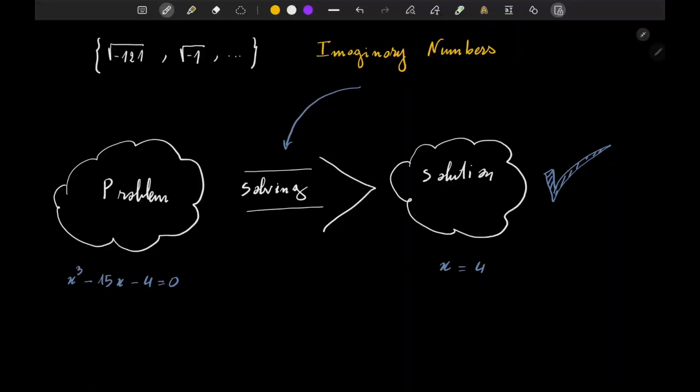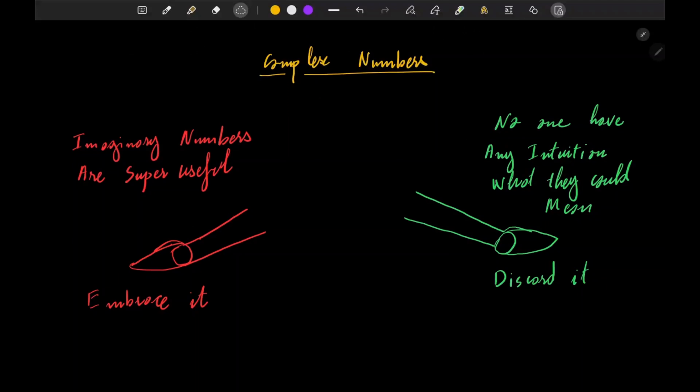So let's recap. We had a problem, which is finding the solution for the cubic equation. In the process of solving our problem, we used these meaningless numbers, which we will call imaginary numbers. And at the end, we find the right solution. With the help of this example, we just scratched the surface of the usefulness of imaginary numbers.